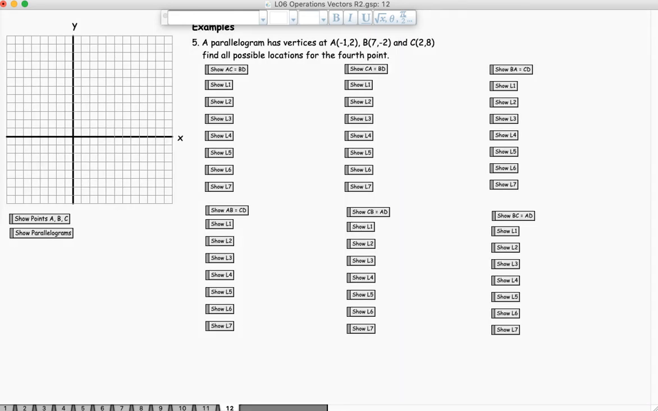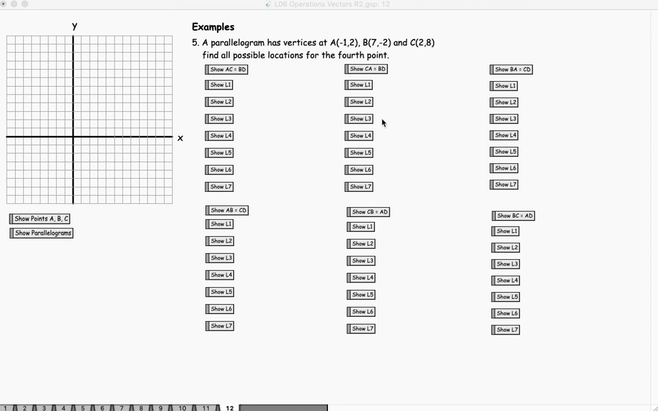All right, one last example. This one is going to be a bit of a longer one. Don't panic at all of the little hide show buttons I have here, because I'm showing you that there's more than one possible way to do it. So a parallelogram has its vertices at negative 1, 2, 7, negative 2, and 2, 8. Find all possible locations for the fourth point.